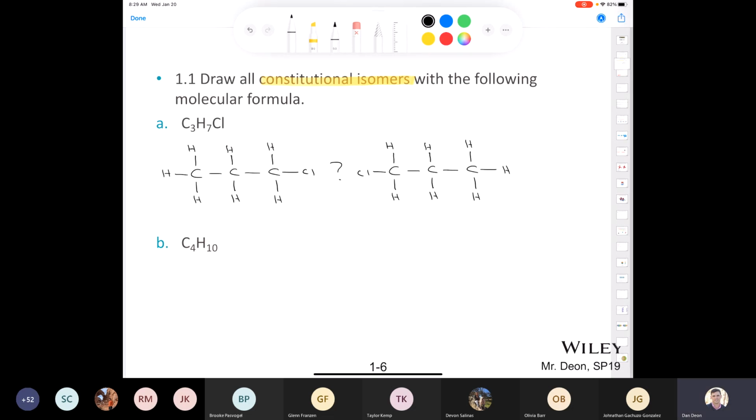Does that seem like a reasonable constitutional isomer? No, it's just the atom flipped. That's right. So this is not a constitutional isomer. This is in fact the exact same molecule. And if you're wondering why, well, if you take this molecule around this axis and rotate it 180 degrees, you're going to end up with this molecule again. So that is not a constitutional isomer.